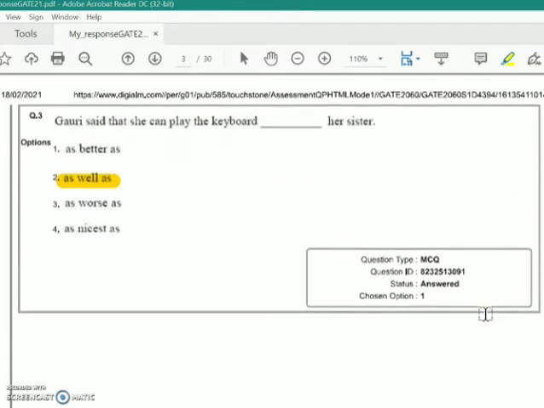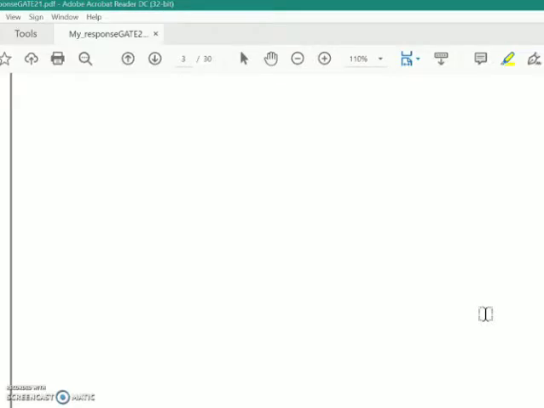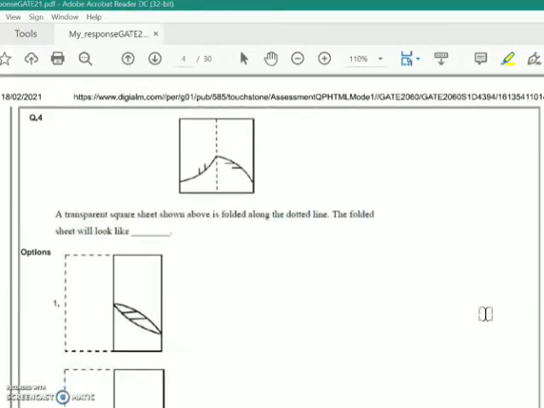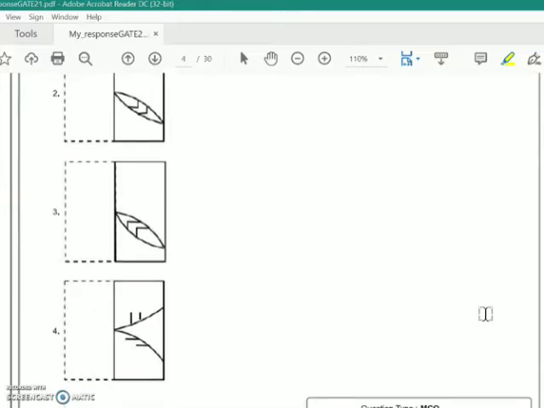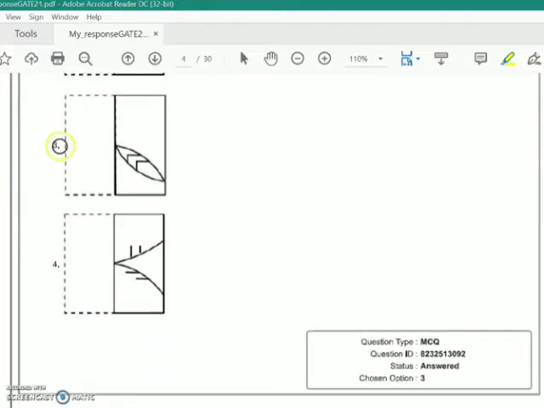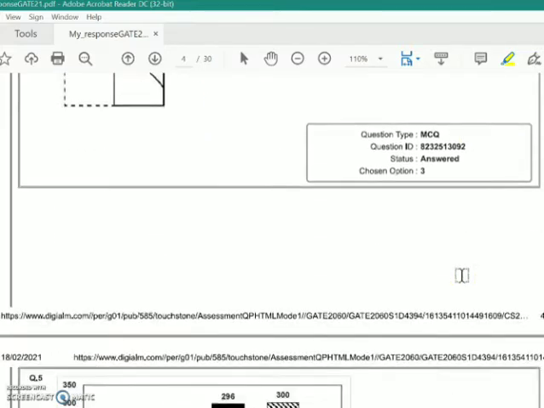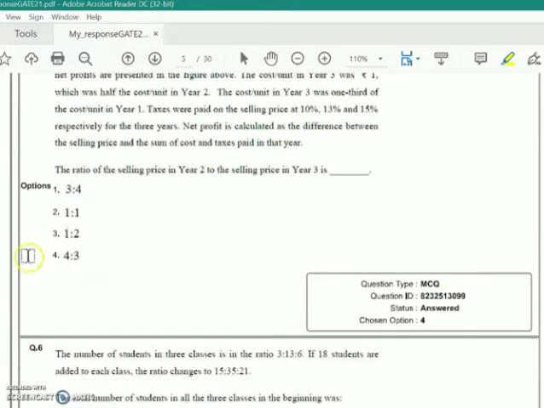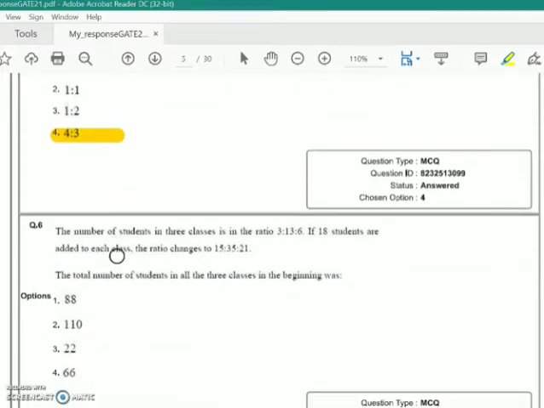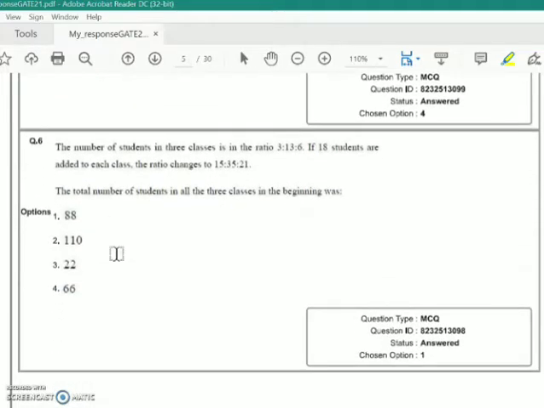There is no "than" word, so we cannot use "better" or "worse". Question number 4. When we flip the paper, it will give the correct diagram as option 3. For question number 5, we have to calculate the ratio of the selling price. It is 4 is to 3, option 4.